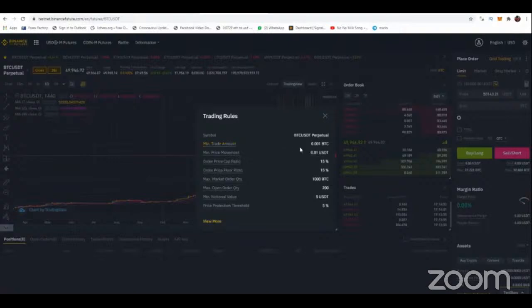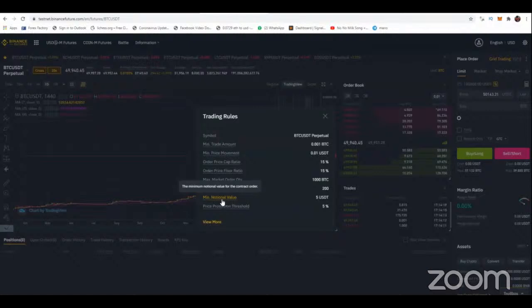And the minimum trade amount, as you can see here, is 0.001 BTC. That means you cannot take a trade less than 0.001 BTC. If you don't have that equivalent in your wallet account, it's not going to go through. The minimum notional value is about $5. So if you don't have about $5 in your trading account, you won't be able to take a position. But of course, it's going to be possible if you are leverage trading. But then don't take too much leverage when trying to approach the futures market.